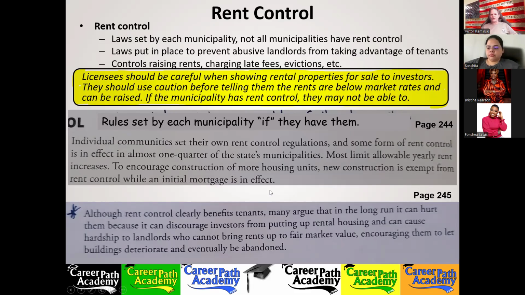So make sure that you don't go putting, oh, wow, look at this rental property. Price is really good on this. Wow. Oh, look how low the rents are. You could always jack the rents up over here. Those are way below market rents.